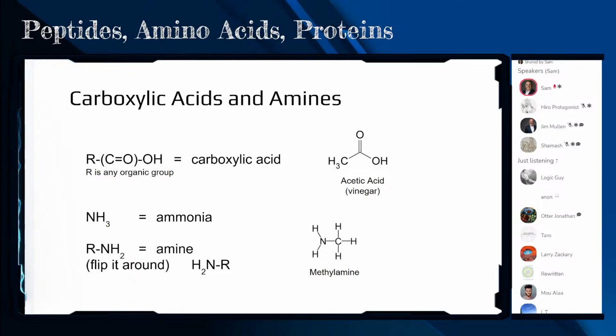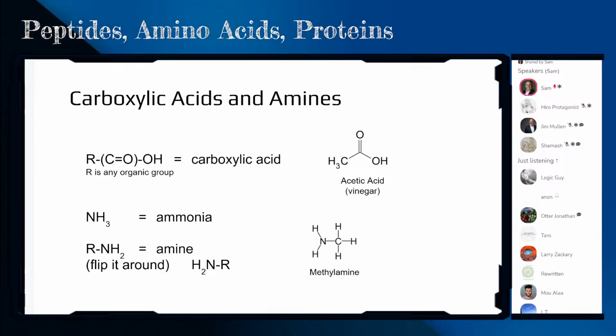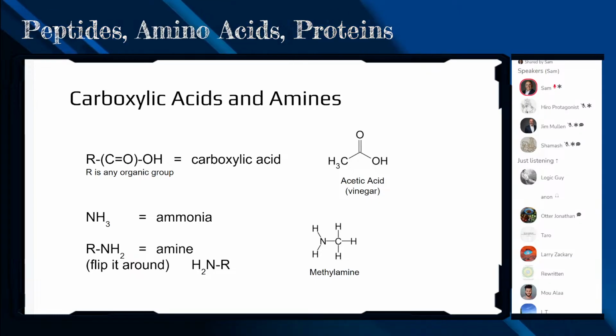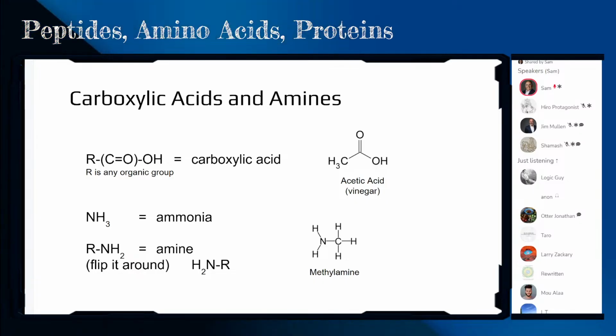So let's go to the beginning of this story, which is, what is an amino acid? Everything I talked about so far was kind of an introduction. Now we're going to actually get into the detailed science of this.